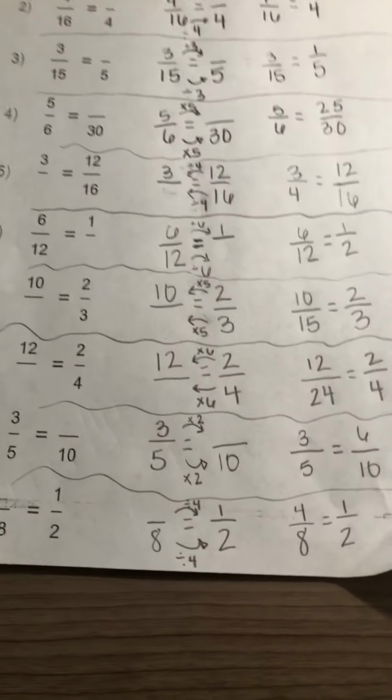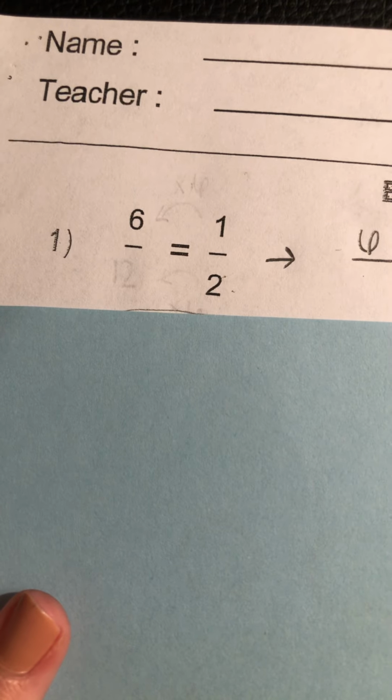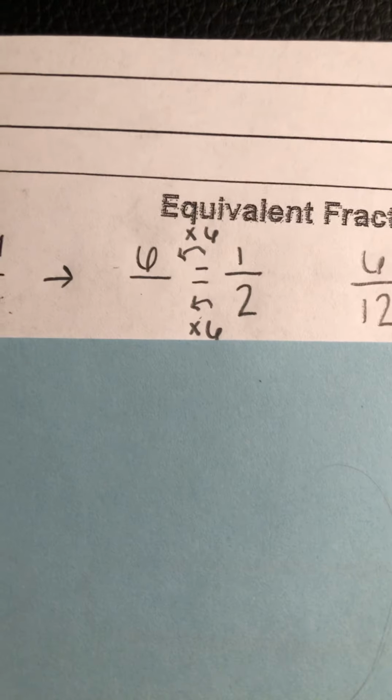All right, let's move on to this worksheet. We are going to do this worksheet together. I have my answers filled out, but we're going to go over them one by one. So let's start off with number 1. It has 6 and has a blank, and it equals 1/2. We need to find the equivalent fraction to that.